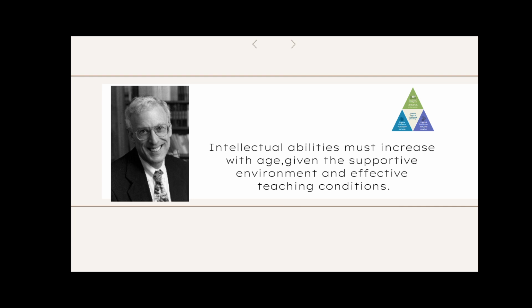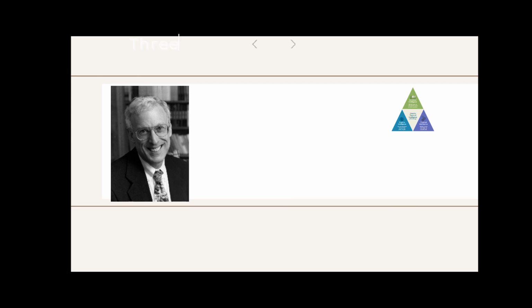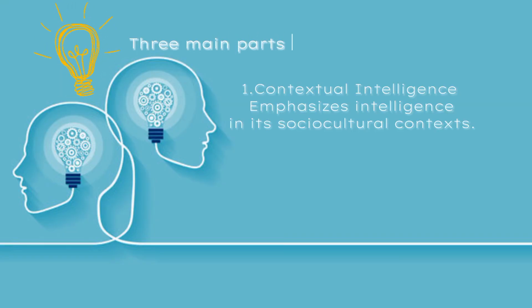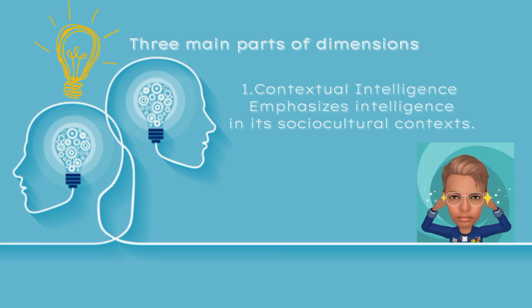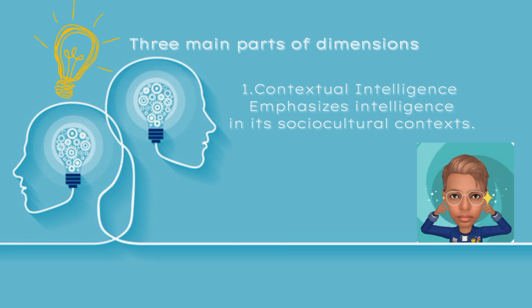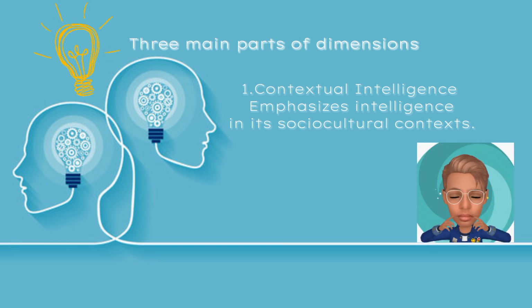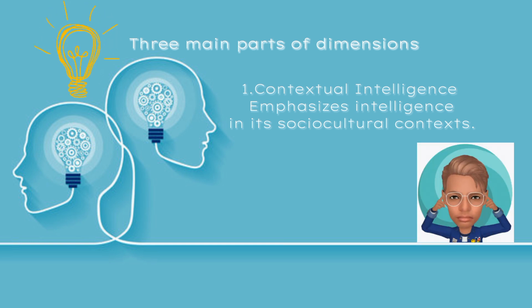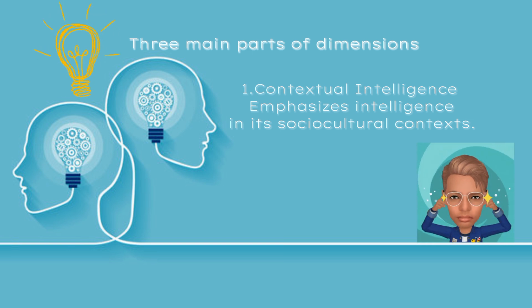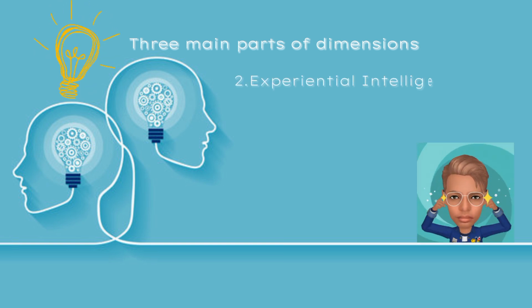Intellectual abilities may increase with age, given the supportive environment and effective teaching conditions. There are three main parts or dimensions, namely contextual intelligence, that emphasizes intelligence in its socio-cultural context. Thus, intelligence for a child requires adaptive behavior for children's basic cognition skills according to Gesell, that is not required of an older person. Similarly, it may be stated that intelligence for a Filipino child, especially those who are deprived of the basic needs, requires adaptive behavior that is not required of an American child.